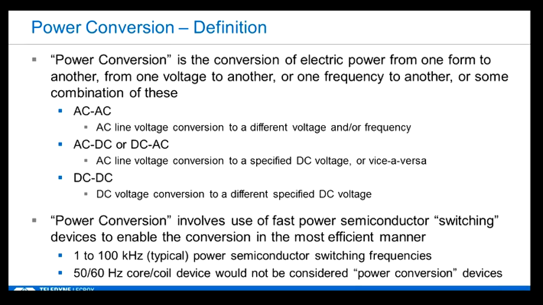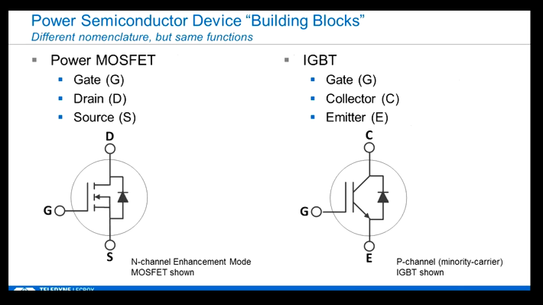What it is not: it's not a 50-60 hertz step-up transformer or step-down transformer, what I call a core coil device. It is something using power semiconductor switching devices operating at very high frequencies in the 1 to 100 kilohertz range. That's how we get the efficiencies.